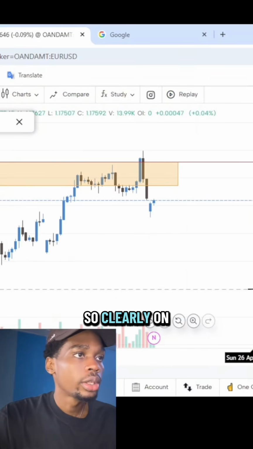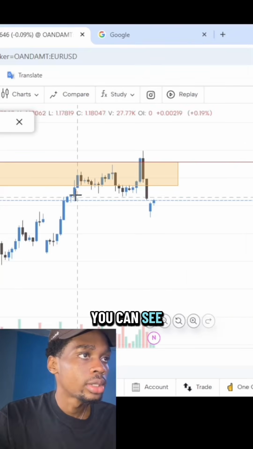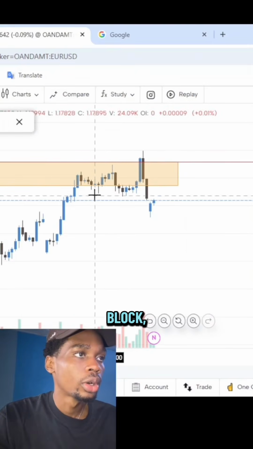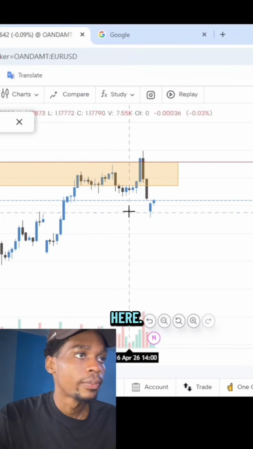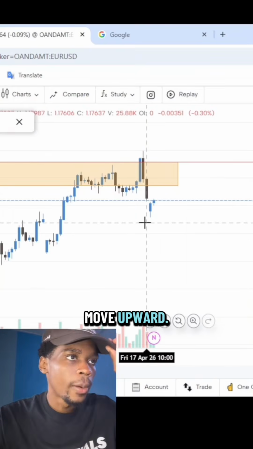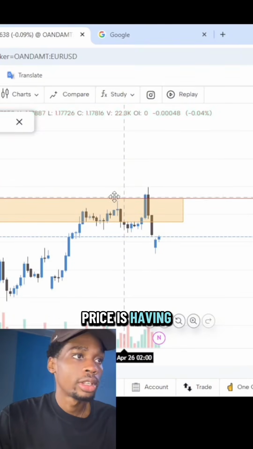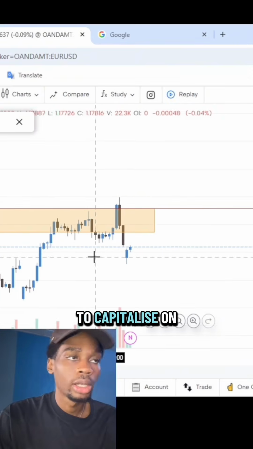So clearly on the 4-hour time frame, you can see price tap into this daily order block, creating these levels of liquidity right here, which was swept by this impulsive move upward. Also displacement to the downside. So that's a good sign that price is having a reaction from this point. So we're going to capitalize on that.